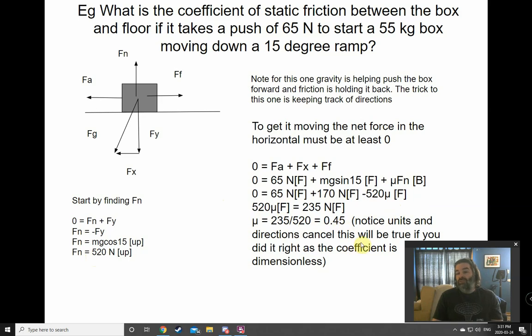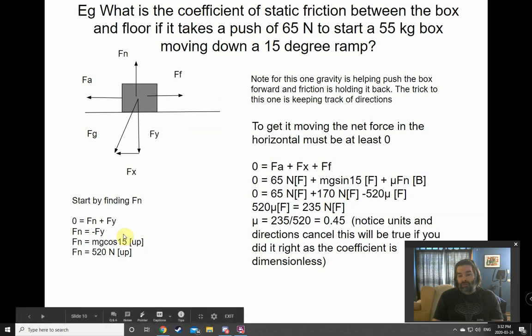Notice the units and directions are going to cancel. This is going to be true if you did it right when you solve for the coefficient, because coefficients, remember, are dimensionless. They don't have a direction. They don't have a magnitude. So these are the two most common questions. You're also going to get ones that are basically pulling something up a ramp, pulling something at an angle. With those, again, the difference will be there might be a third thing in your Fn. All right, that's the end of today's lesson. Hope you do well on this worksheet.